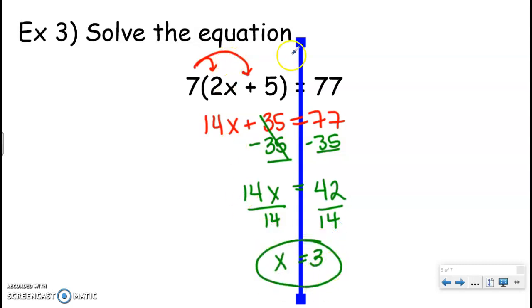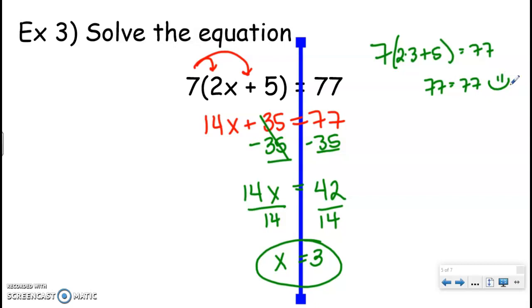Now remember, I can actually check my work by plugging that in. Okay, so if I get 77 here equals 77 there, I'm really happy. That means I got the answer right.